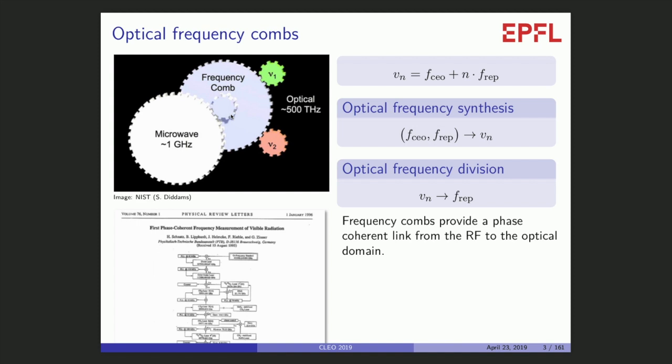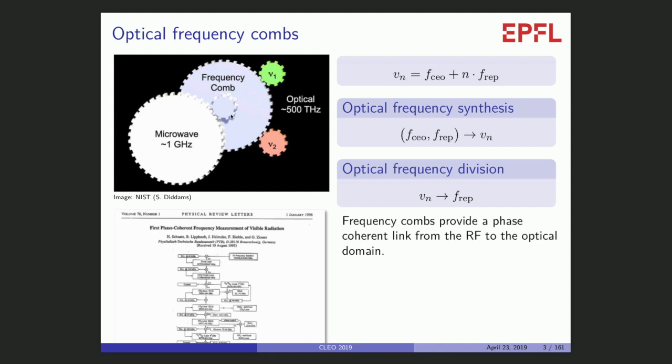In the other direction, you can also run it as a frequency divider. In this case, imagine you have a very stable optical frequency. This could, for instance, be a frequency generated by an ion, a stable atomic reference. Then, if you fix the carrier envelope frequency and you know the comb tooth n, what you have is a phase coherent link, but now from the optical domain to the RF. That is to say, the RF frequency inherits all the phase noise properties of the original optical carrier. That's called optical frequency division.